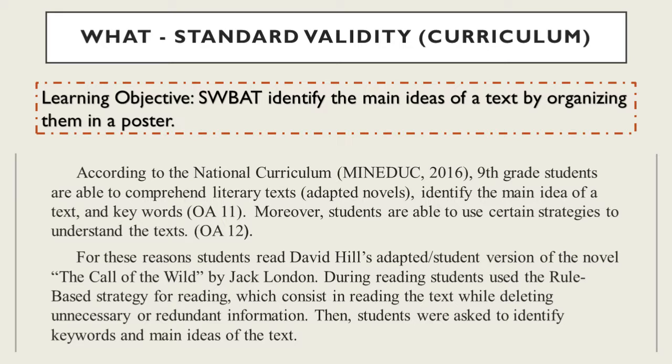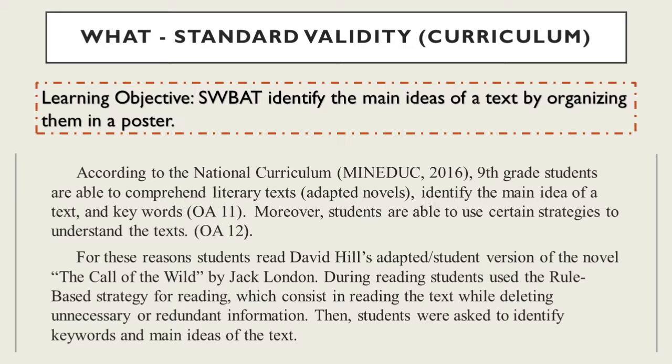We have decided to divide the standard validity into two parts, being the first one the curriculum validity. According to the national curriculum, 9th graders are able to comprehend literary texts, in this case an adapted novel. Students can also identify the main idea of a text, which is related to the established goal, and also students can identify keywords. Moreover, students are able to use diverse reading strategies to comprehend those texts. This is related to the Objetivo de Aprendizaje 11 and the Objetivo de Aprendizaje 12 about reading comprehension.